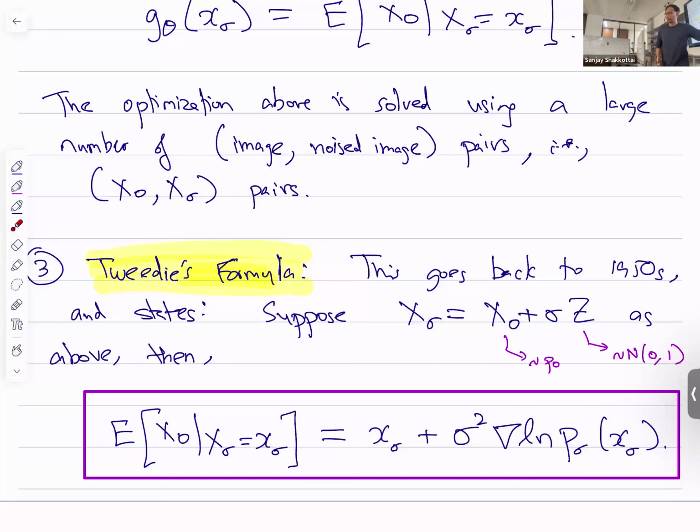Now, I want to know the score function. I have a method to figure this out. And therefore, I can just subtract X and divide by sigma square to learn the score. There are a bunch of different ways to implement it. But essentially, this says what is the relation between score and conditional expectation.